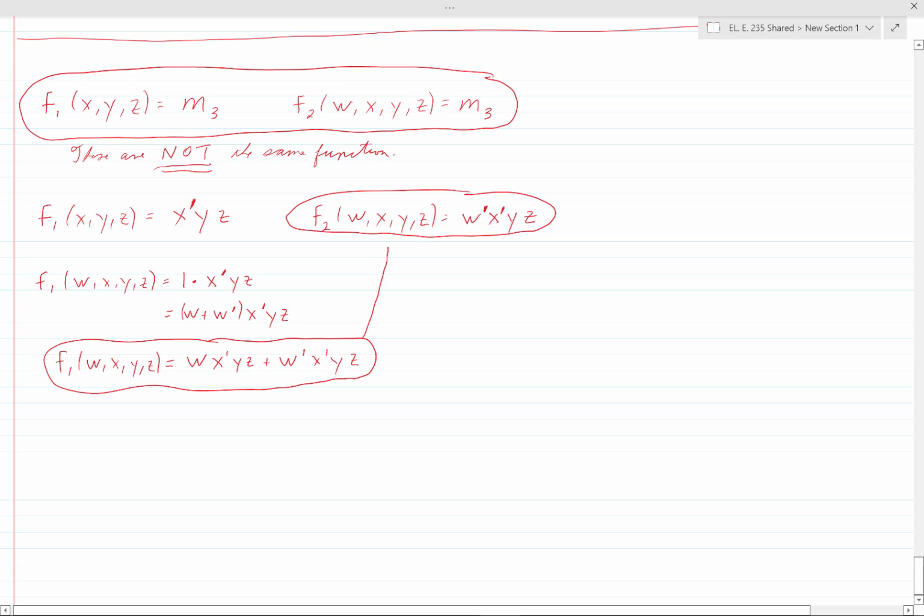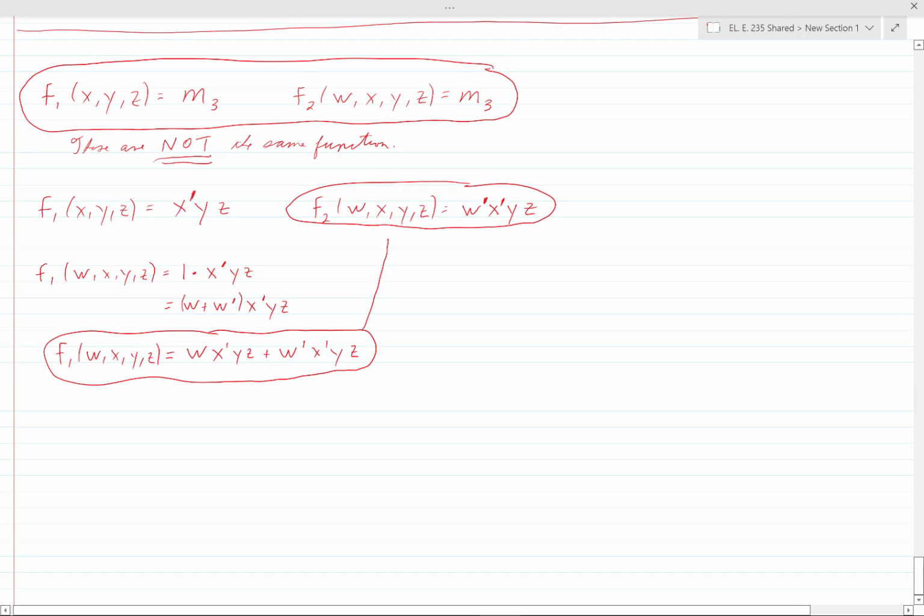Now, one more remark down here before we proceed. Suppose you wanted the max term expansion of F1 or F2. Well, remember, the max term expansion is just whatever is not present in the min term expansion. So what I mean by that is F1 of X, Y, Z would be equal to the product. With max terms, we talk about products.